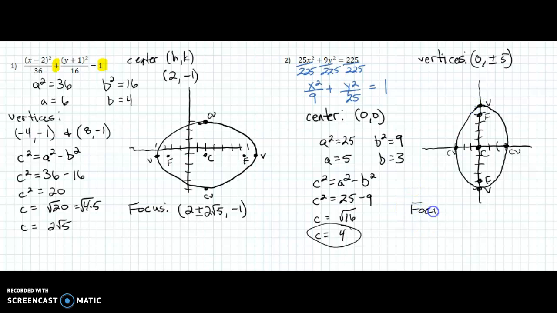We can list the foci. I actually put focus over here. That's if it's only one, because there's 2. The plural version is foci. And so this should be 0, plus or minus 4.